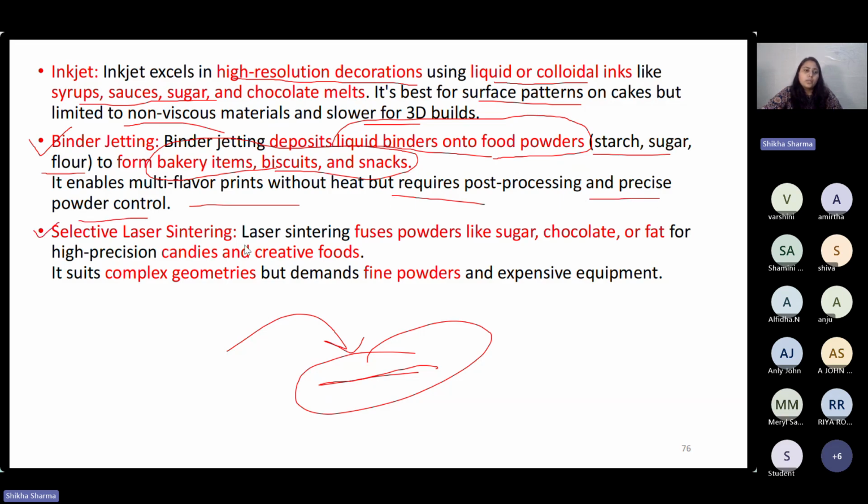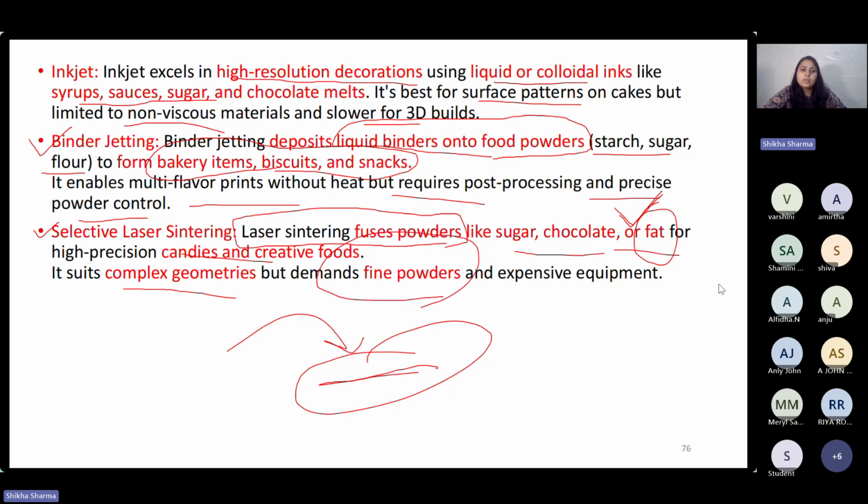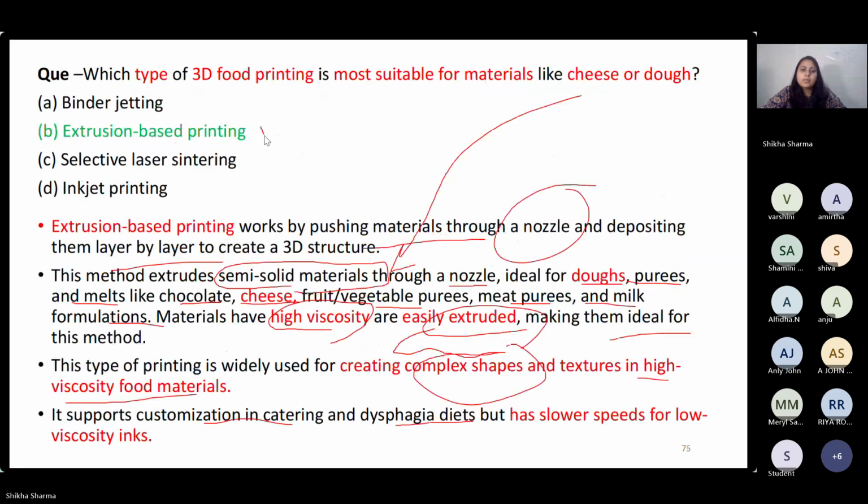Then selective laser sintering: this laser sinters and fuses powder like sugar, chocolates, or fat. As we discussed, this is used for fat, for high precision candies and creative foods. It suits complex geometries but demands fine powders and expensive equipment. So here the answer is the second one, extrusion based printing.